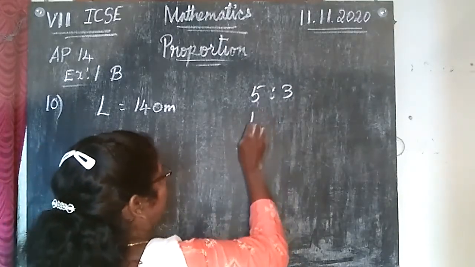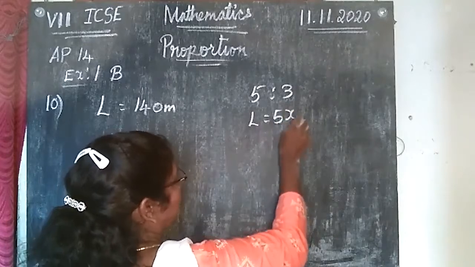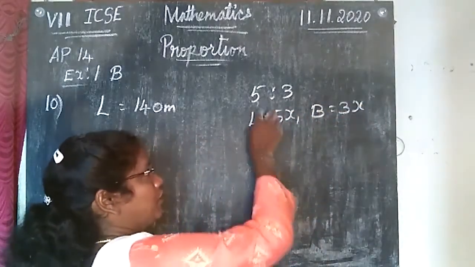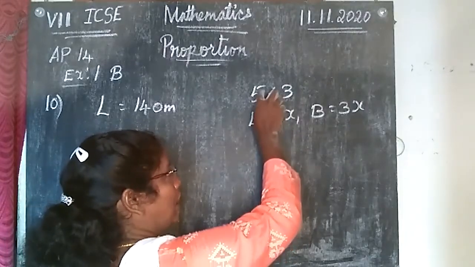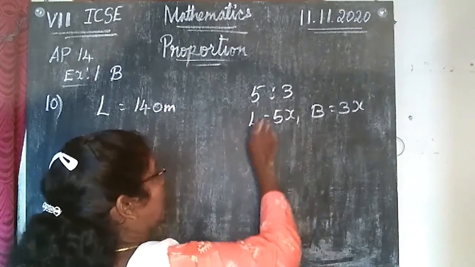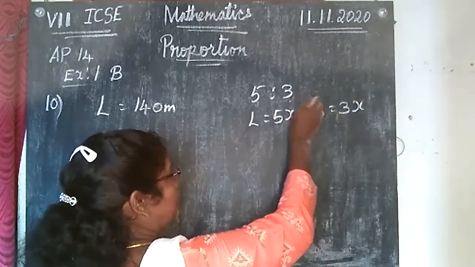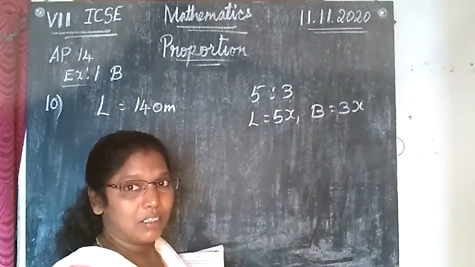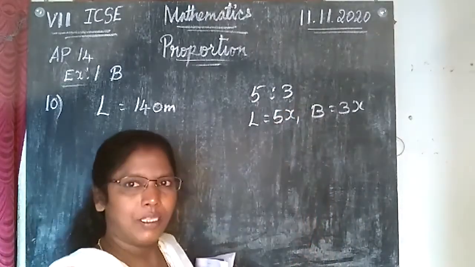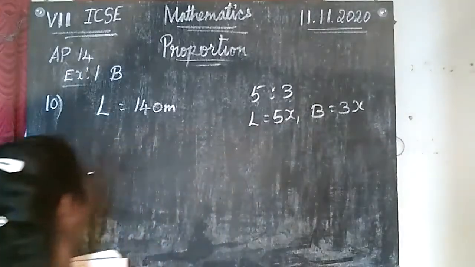So let me take L as 5x and B as 3x, because length and the breadth are given in the ratio 5:3. So I am taking L as 5x and B as 3x. Breadth we don't know exactly, it is only given in the form of a ratio. Using this we are going to find out the value of breadth.